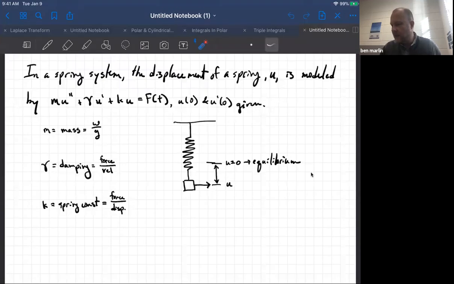So in any case, you will also have to look at the statement for the problem and see what the u of 0 and u prime of 0 are from the way that it's stated.